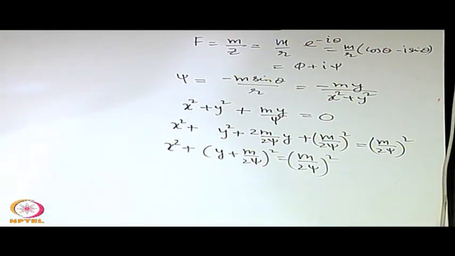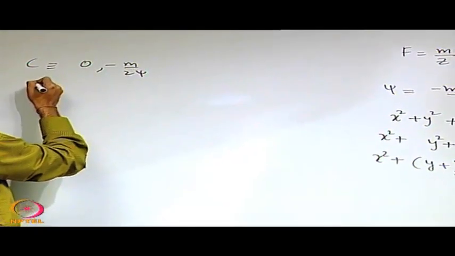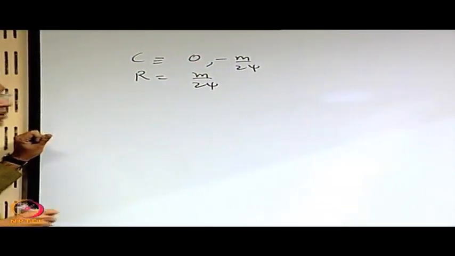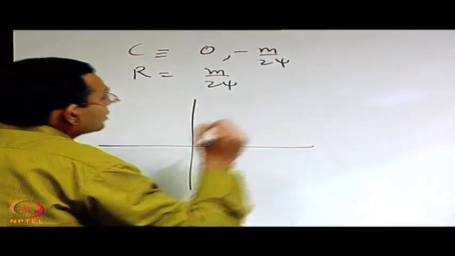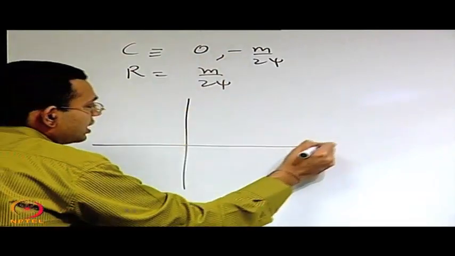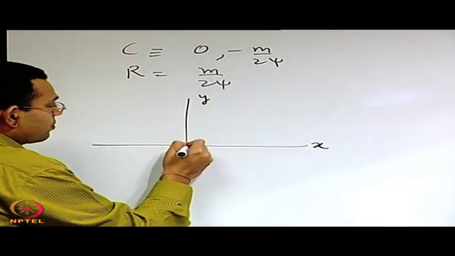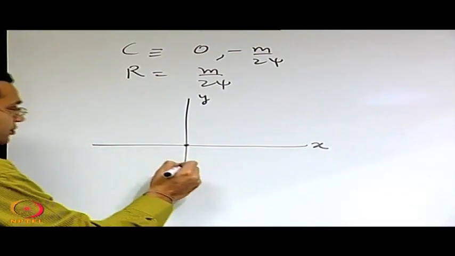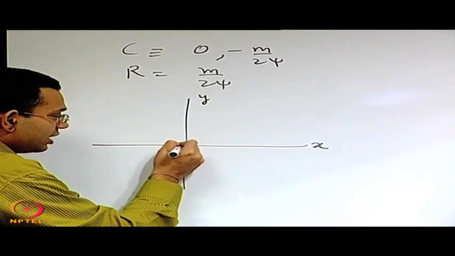So what is the center of this circle? 0, minus m by 2 psi, and the radius m by 2 psi. So let us try to make a sketch. Assume m as positive and psi as positive. So this is x axis, this is y axis, 0 comma minus m by 2 psi and the radius m by 2 psi, right. So whatever is this distance, that is the same as the radial distance.